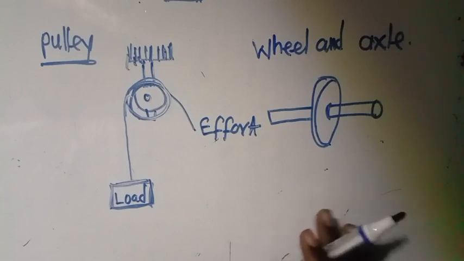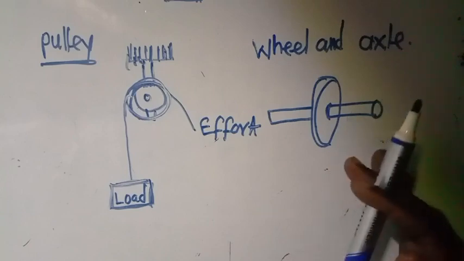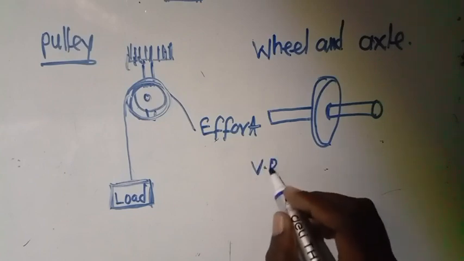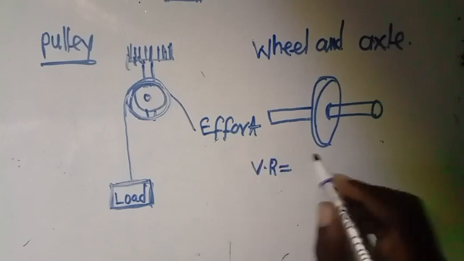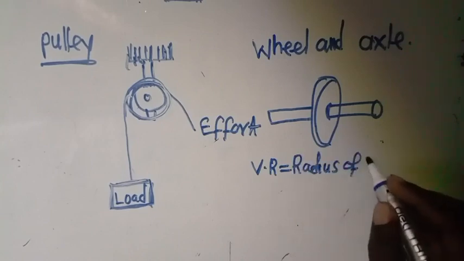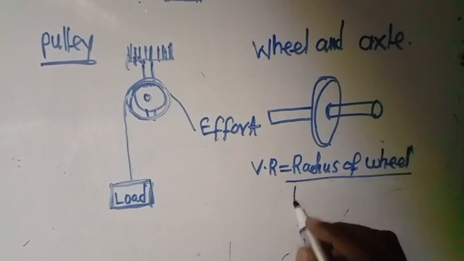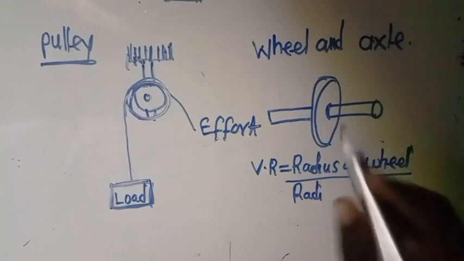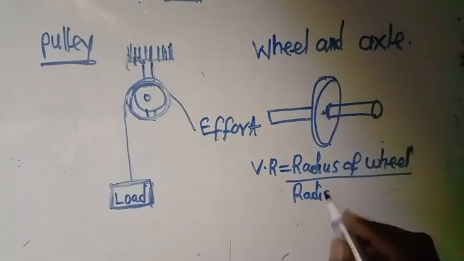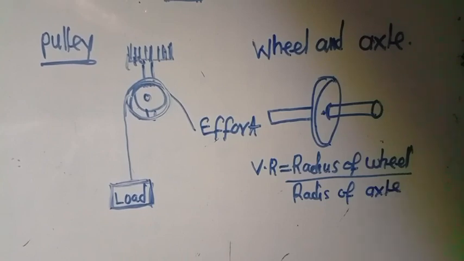So under the ratios, under this same wheel, what you are supposed to know is that the velocity ratio of the wheel and the axle is given by this formula. If you are told to find the velocity ratio, you just say the radius of the wheel over the radius of the axle. The radius of the wheel is from here to there. This is what you are supposed to know and understand.